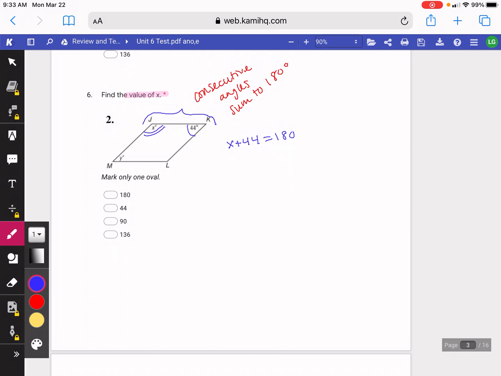So to get our answer, we worked backwards. The opposite of adding 44 would be to subtract 44. So our answer here would equal 136.